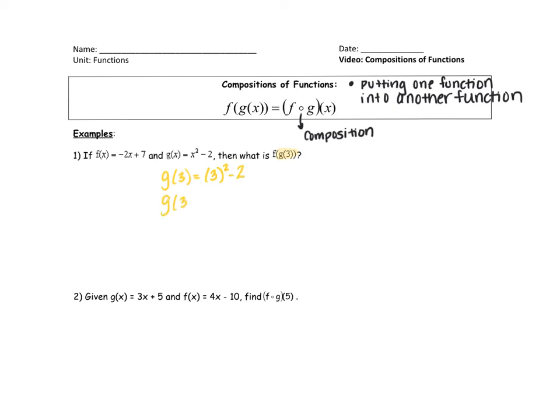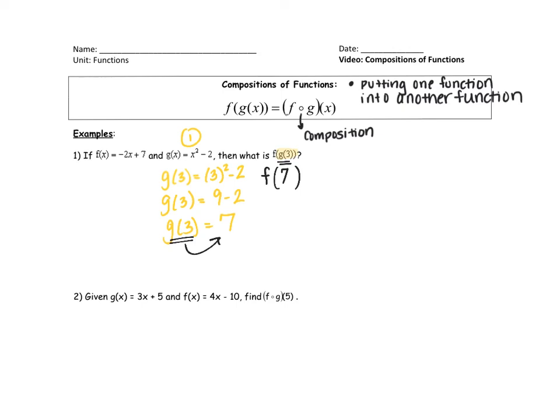And we can simplify that. 3 squared is 9. 9 minus 2 is 7. So g of 3 is 7. And this was our first step. So now what we can do is replace g of 3 with what it is equal to. So over here, g of 3 can be 7. So really, we can bring down everything else, and we want to find f of 7.